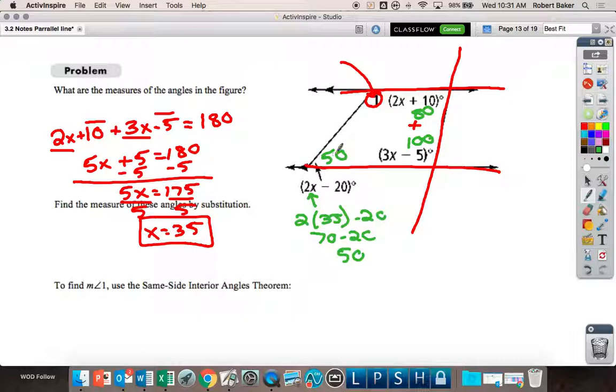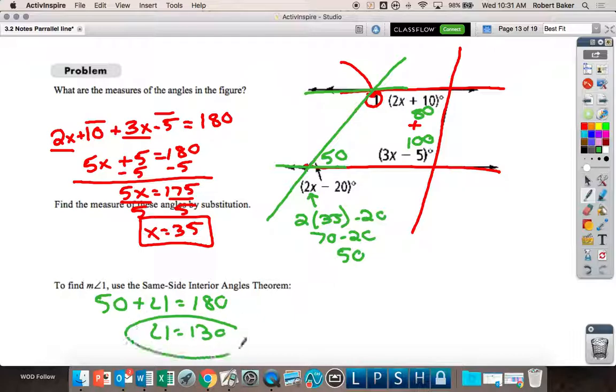Now, do we have the ability to find out how big angle 1 is? Yeah? So same math here. Here is my transversal. Here's my parallel lines. If this one's 50, this one and this one have to add up to how much? So 50 plus angle 1 has to equal 180, and angle 1 should be 130. Isn't that just the coolest thing in the world?